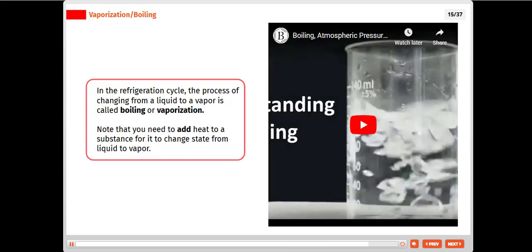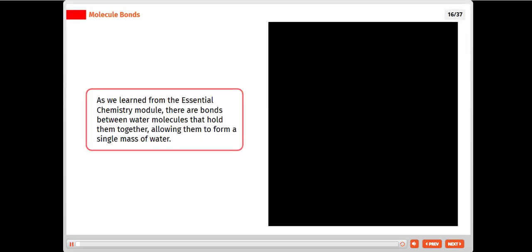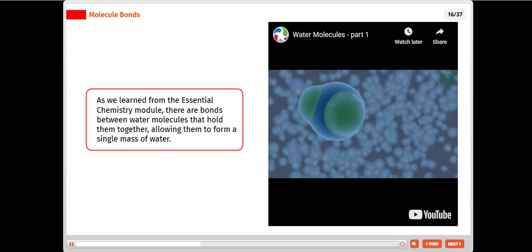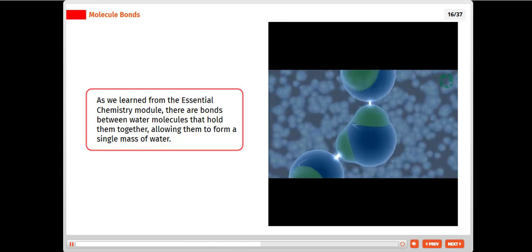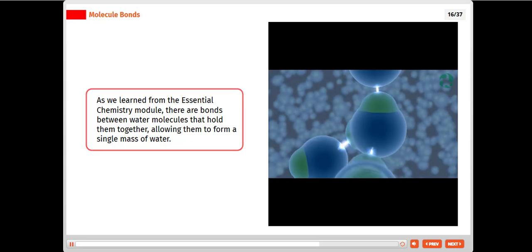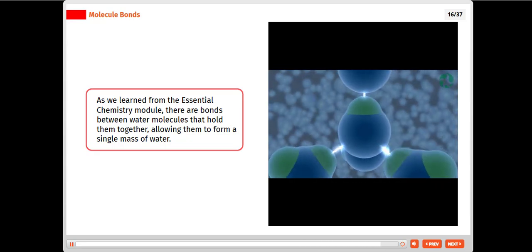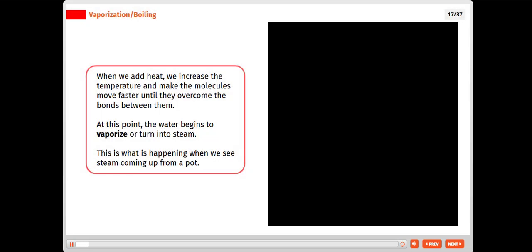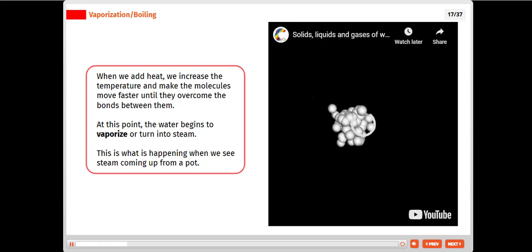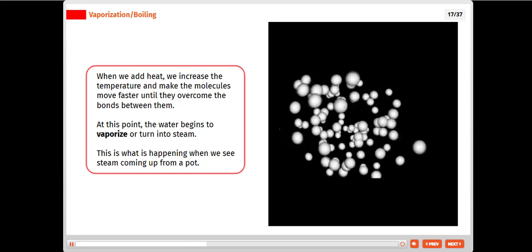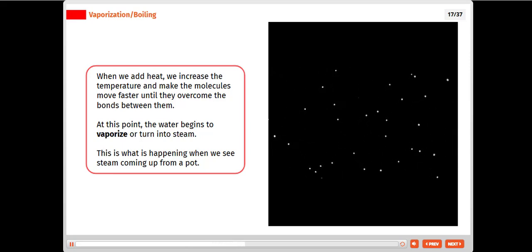As we learned from the Essential Chemistry module, there are bonds between water molecules that hold them together, allowing them to form a single mass of water. When we add heat, we increase the temperature and make the molecules move faster until they overcome the bonds between them. At this point, the water begins to vaporize or turn into steam. This is what is happening when we see steam coming up from a pot.